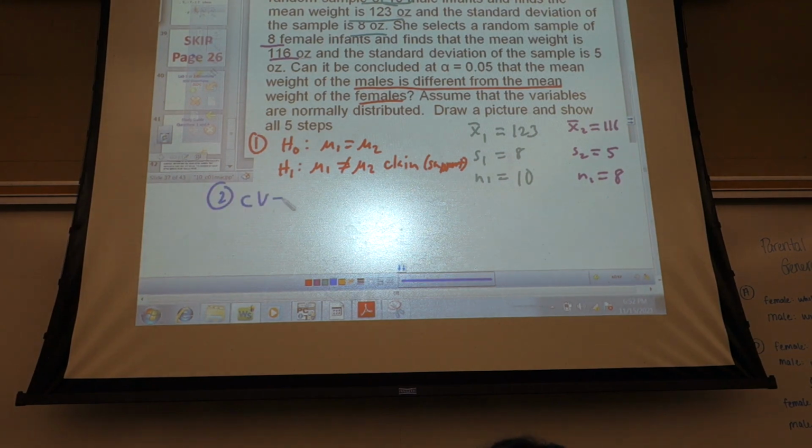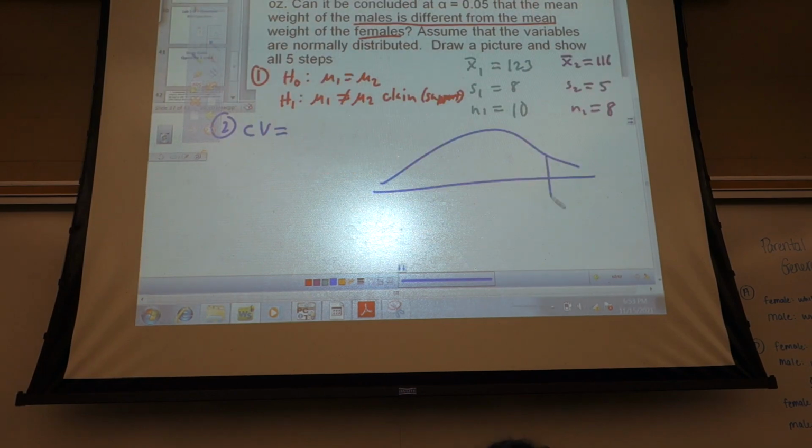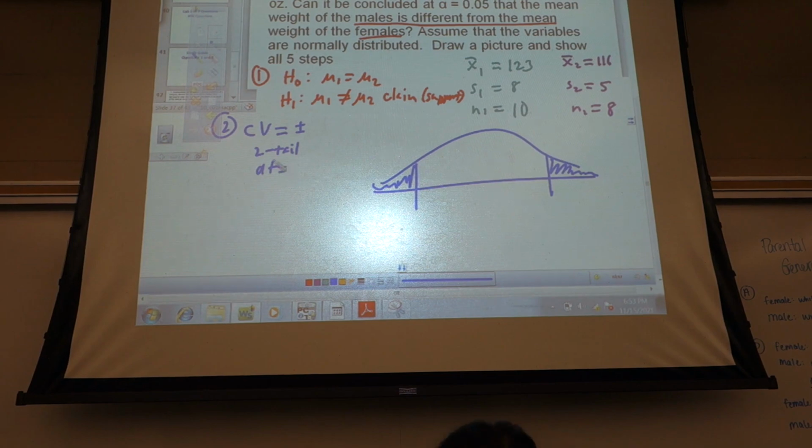Critical value. Draw my picture. This is going to be two-tailed, so don't forget to shade. And it's going to be positive, negative, something. So let's see, this is 2 tails. My degrees of freedom equal the smaller n. I have 2 n's, 10 and 8. Which one's smaller? 8. 8 minus 1, degrees of freedom 7, and my alpha is 0.05.